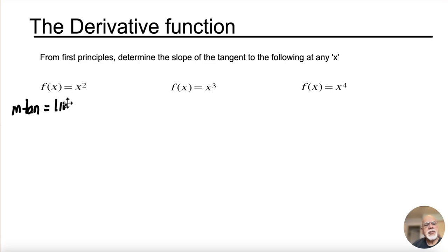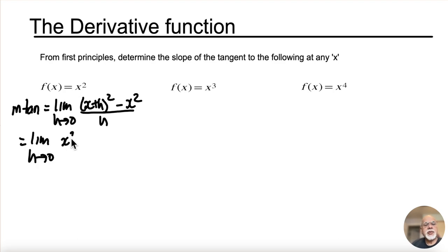remember, is the limit as h approaches 0 of f of x plus h, so that would be x plus h squared, minus f of x, which would be x squared, all over h. So this becomes the limit as h goes to 0 of x squared plus 2xh plus h squared minus that x squared all over h. We end up getting the x squareds canceling, as we knew would happen.